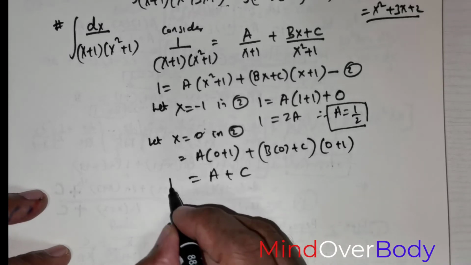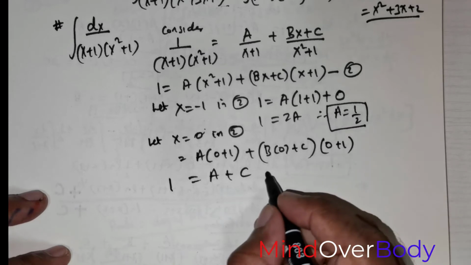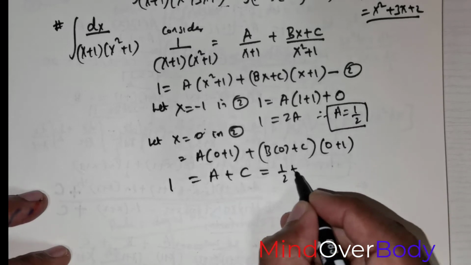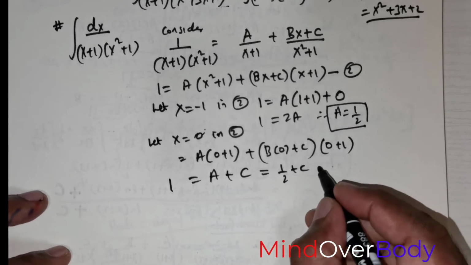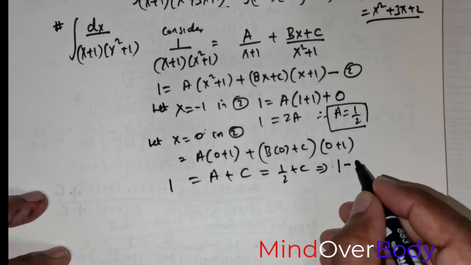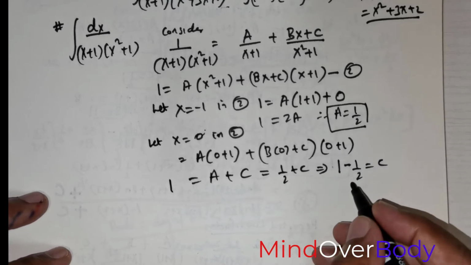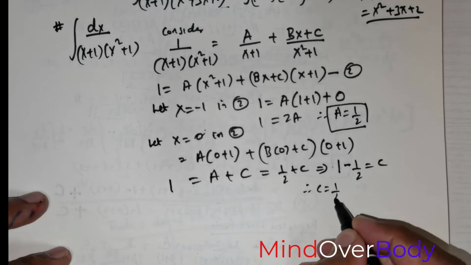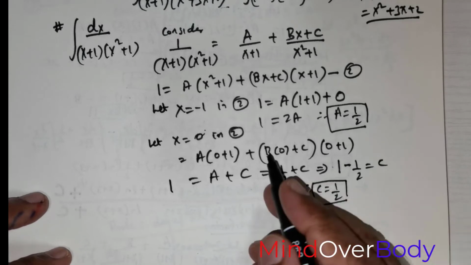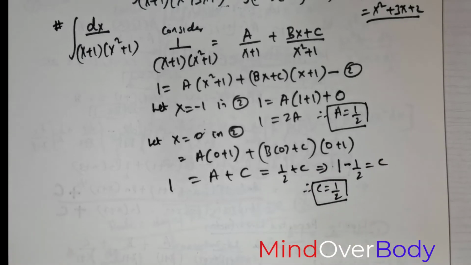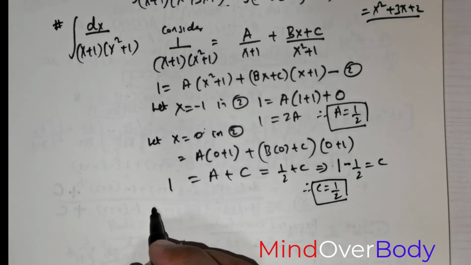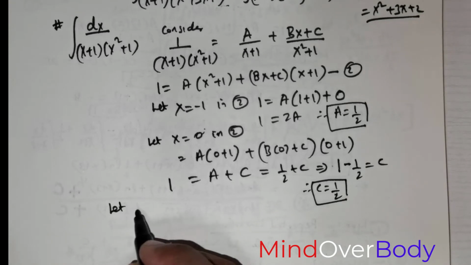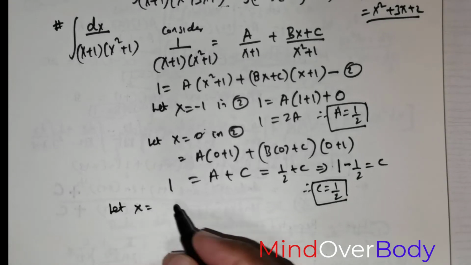On the left hand side I got 1, but the value of a is 1 over 2, so that has to be added with c. So this would mean I get 1 negative 1 over 2 is equal to c, therefore the value of c is 1 over 2. So fine, I've got the value for a, I've got the value for c, now all it remains is the value for b. Now just take any random value for x in this case.